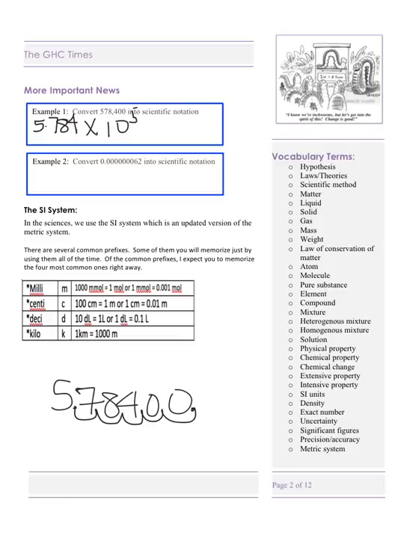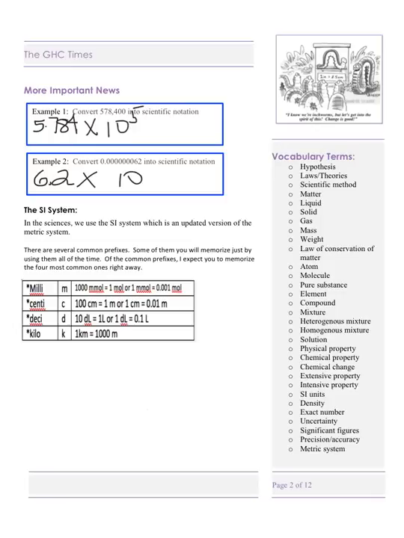Our second example says convert 0.00000062 into scientific notation. So again, what are we going to do? We're going to place our decimal point immediately after the first number that is not 0. So we have 6.2 times 10. Now, we can see that this number is less than 1, so our exponent is going to be negative. Okay. And how many places did we move this? 1, 2, 3, 4, 5, 6, 7, 8 places. This is going to be 6.2 times 10 to the negative 8 in scientific notation.